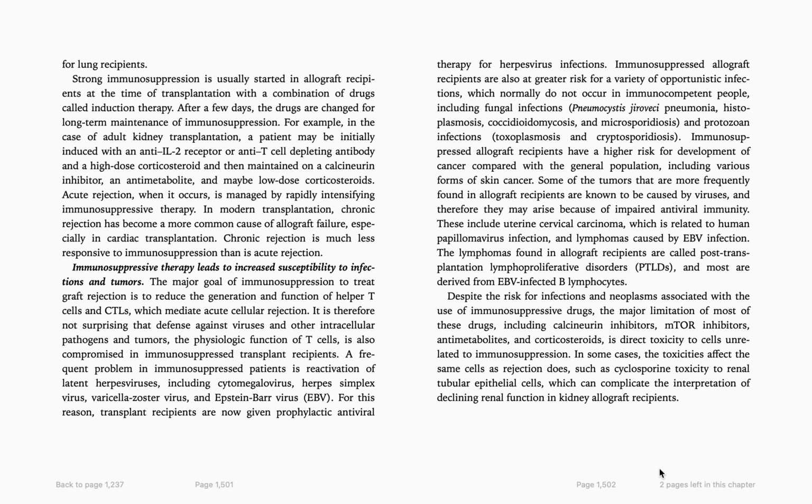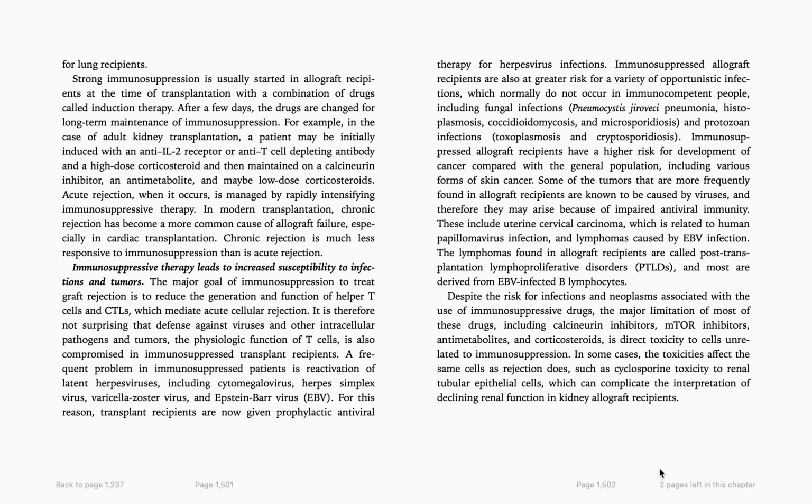Strong immunosuppression is usually started in allograft recipients at the time of transplantation with a combination of drugs called induction therapy. After a few days, the drugs are changed to long-term maintenance immunosuppression. For example, in adult kidney transplantation, a patient may be initially induced with an anti-interleukin-2 receptor or anti-T cell depleting antibody and a high-dose corticosteroid, and then maintained on a calcineurin inhibitor and antimetabolites and maybe a low dose of corticosteroid.